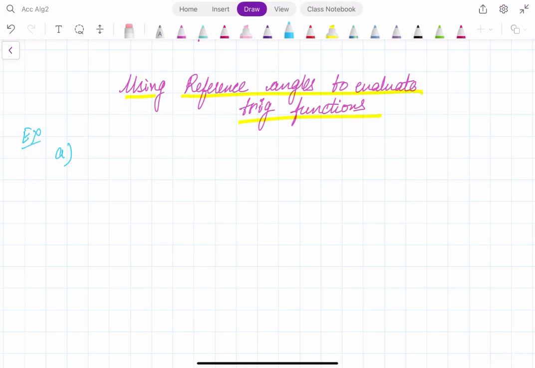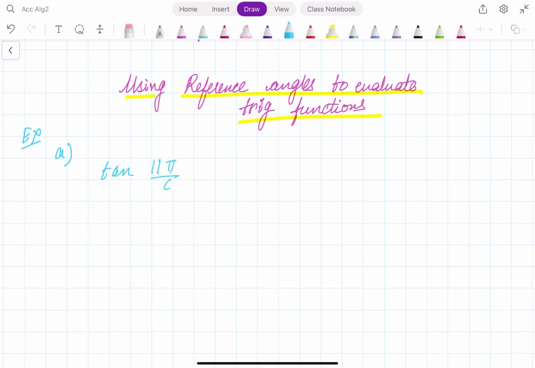Let's take one example. Okay, I think it is getting laggy. Just give me 1 second. Okay, now it's working again.